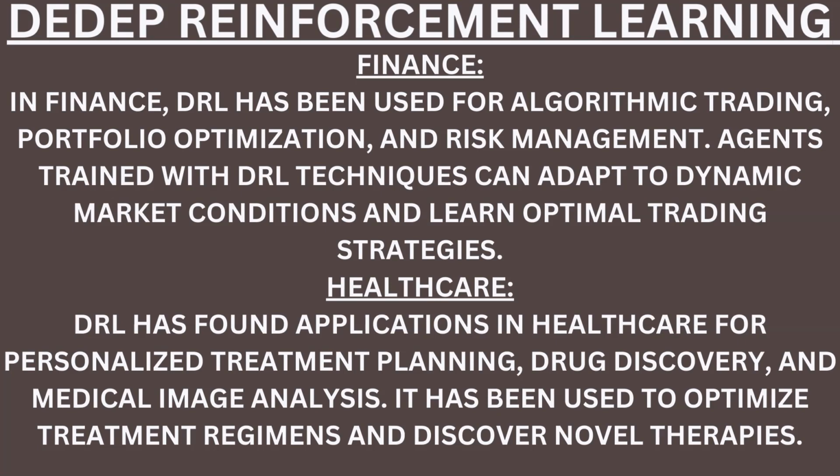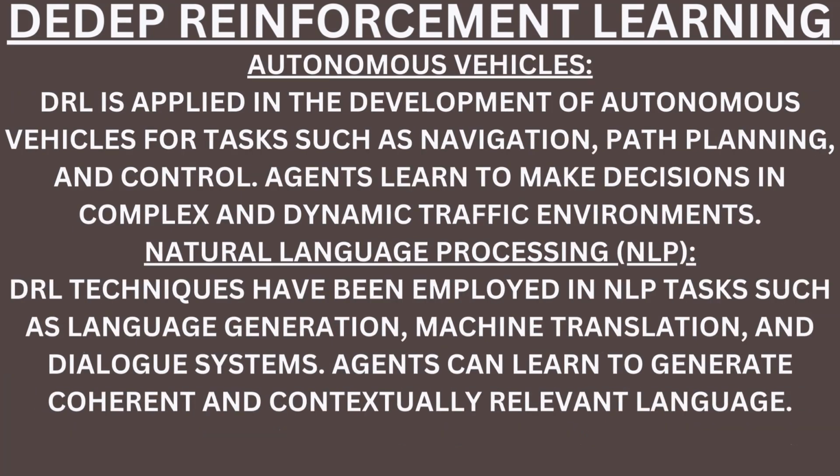Healthcare. Deep reinforcement learning has found applications in healthcare for personalized treatment planning, drug discovery, and medical image analysis. It has been used to optimize treatment regimens and discover novel therapies. Autonomous vehicles. Deep reinforcement learning is applied in the development of autonomous vehicles for tasks such as navigation, path planning, and control. Agents learn to make decisions in complex and dynamic traffic environments.